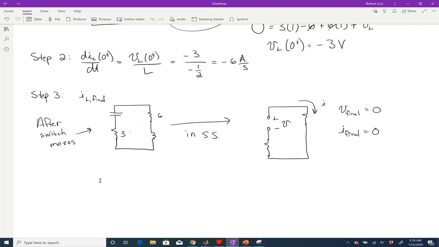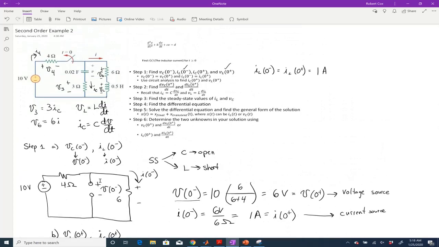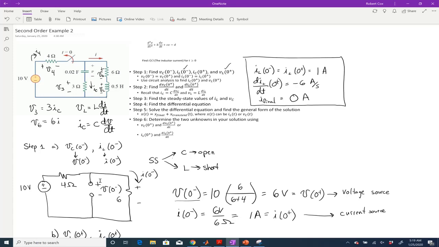If there's no current in this circuit, the inductor is a short. There's no voltage drop across the 6 ohm, no voltage drop across the 3 ohm, so the voltage on the capacitor is also 0. All right, so let's write up here the additional facts we know. So dI/dt at 0 plus is negative 6 amps per second, and we know that I final equals 0 amps. So that information we're going to box. We're going to need it later.